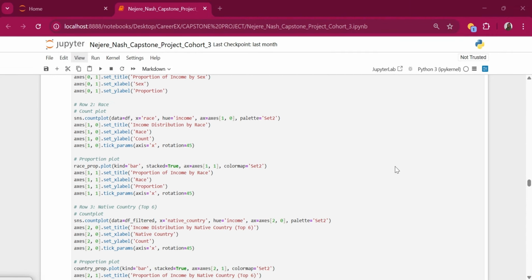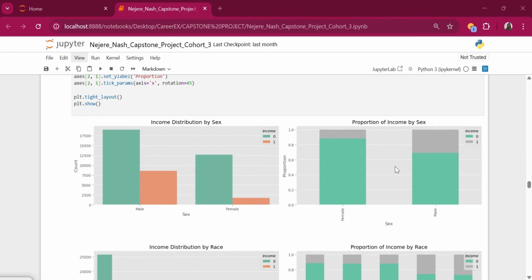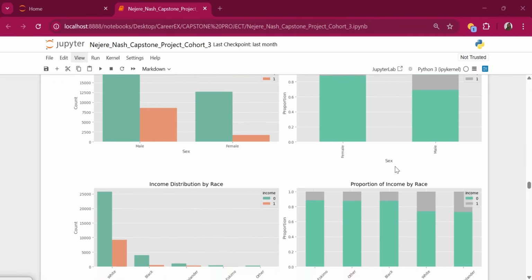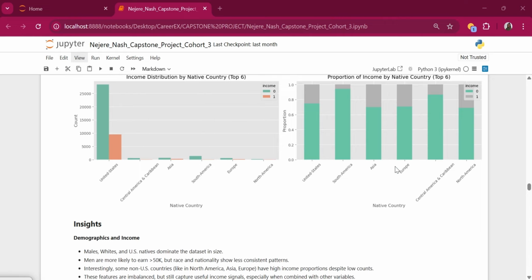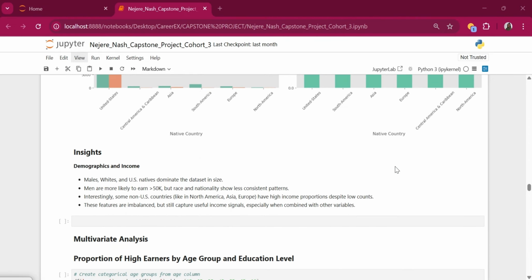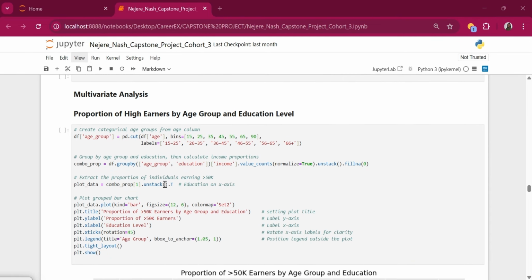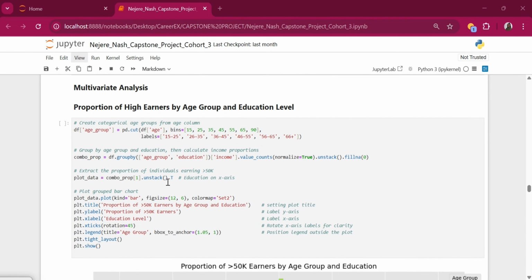Then I went into the demographics and compared income by sex, income by race, and income by native country. At the end of the day, we saw that the males, the whites, and the US natives dominate the data set, and there are other really interesting findings that we can see here.